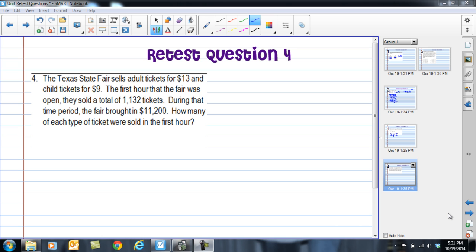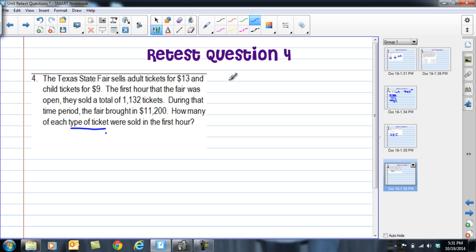The Texas State Fair sells adult tickets for $13 and child tickets for $9. The first hour that the fair was open, they sold a total of 1,132 tickets. During that time period, the fair brought in $11,200. How many of each type of ticket were sold in the first hour? So they are talking to us about the types of tickets, and it looks like in my problem that my two types of tickets are adult and child.